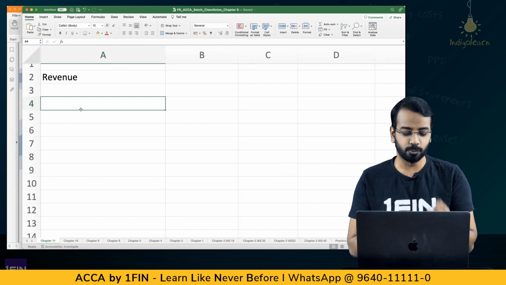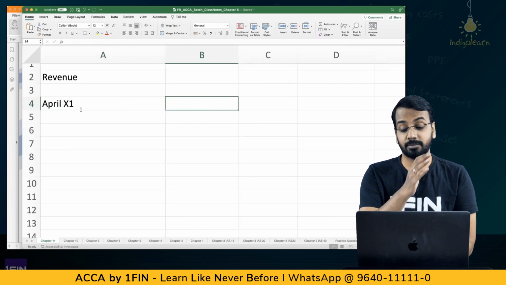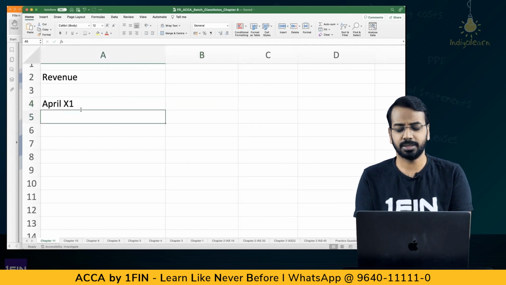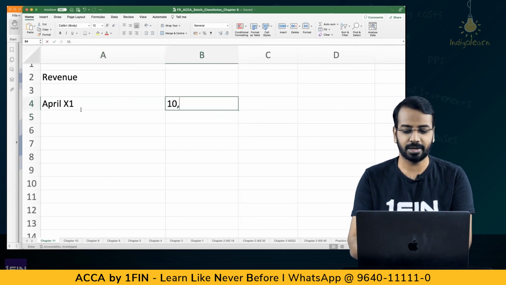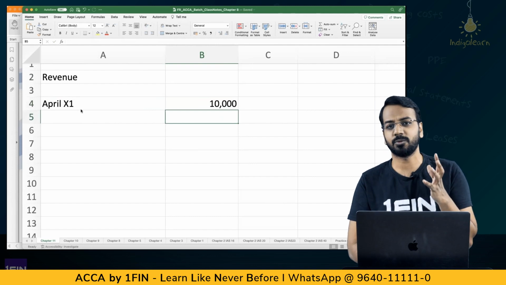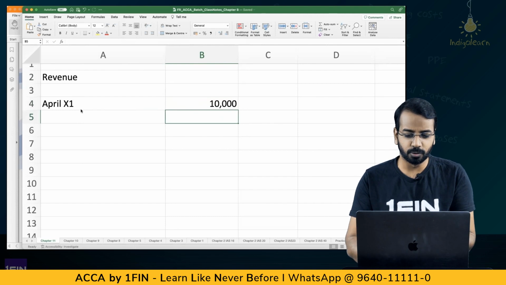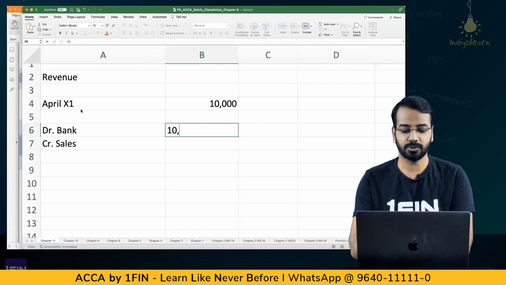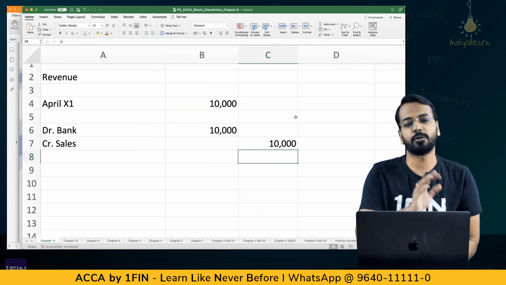So hypothetically, assume we are in April of a particular year, let us say year one. In April of year one, some student liked my FR classes and he came and said, okay, let me buy these FR classes. He purchased the FR classes for 10,000 rupees. So he paid us 10,000, and in April of year one, I have collected 10,000. Now, normally what you would do, you would say debit bank, credit sales, 10,000. Right.